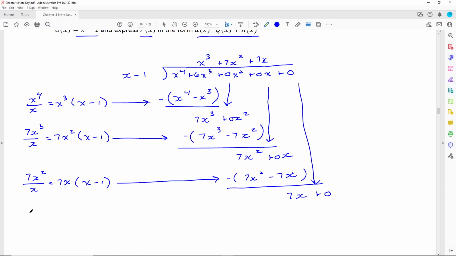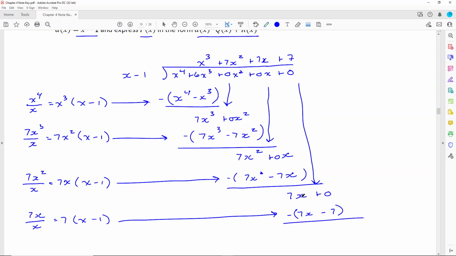Last one, 7x divided by x equals 7. It goes up in my quotient, and then I multiply. 7x minus 7, and then I subtract. 7x minus 7x is gone. 0 minus negative 7 is 7. Whew! All right. Now we have to answer the question.